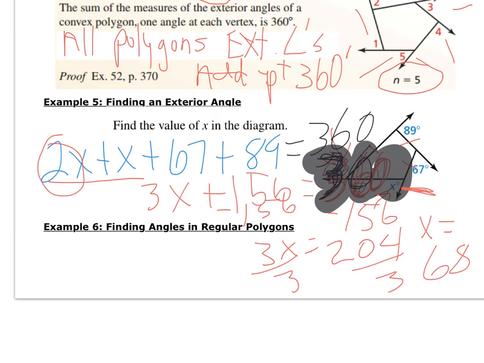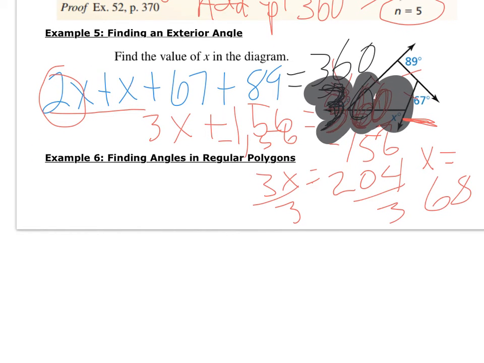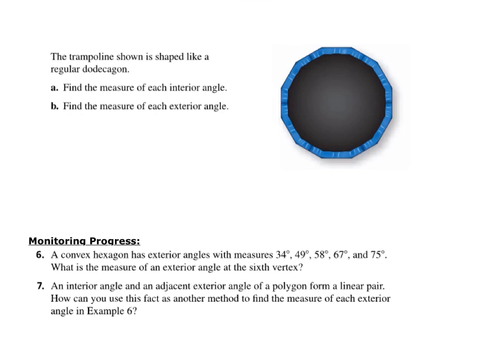And then when I put in 68 and what 2 times 68 is, and I add all those together, it should equal 360. And if you check it, you will find that it does. All right. Well, now we're going to go to the last page here. Now we're going to deal with our regular polygons.